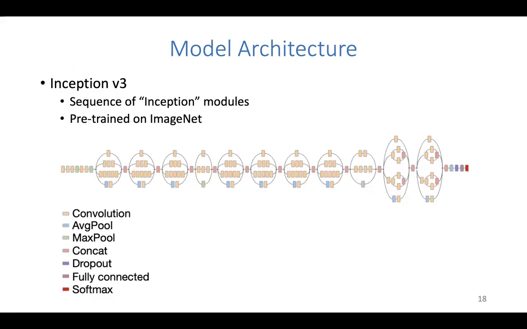Inception is the work that first used batch norm. The first batch norm paper was introduced in 2015. I'm going to guess 2015 or 2014, I'm not really sure, maybe 2015. And that was Inception version 1.